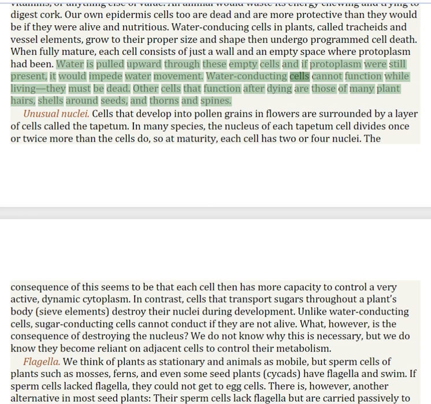Water-conducting cells cannot function while living, they must be dead. Other cells that function after dying are those of many plant hairs, shells around seeds, and thorns and spines.